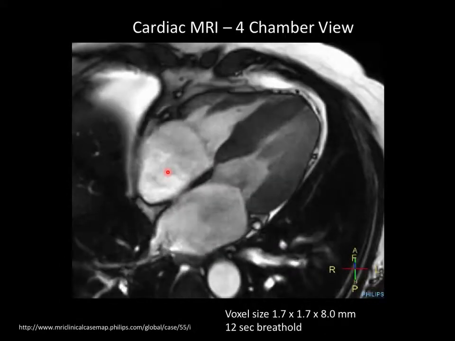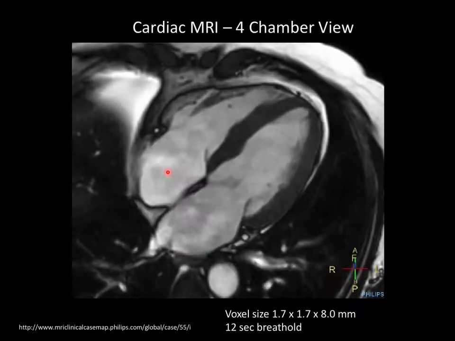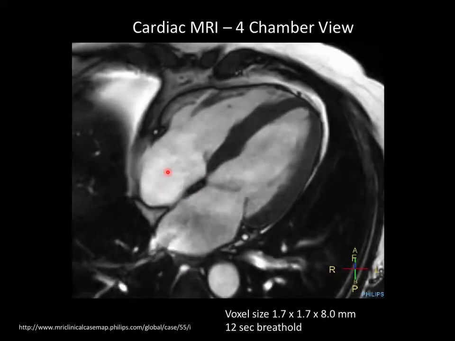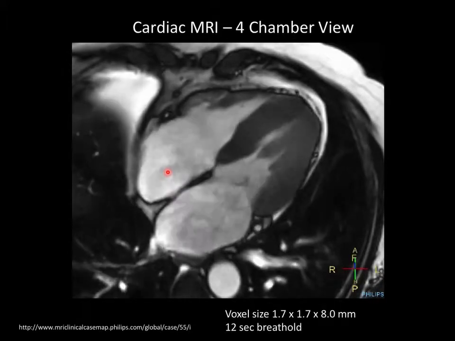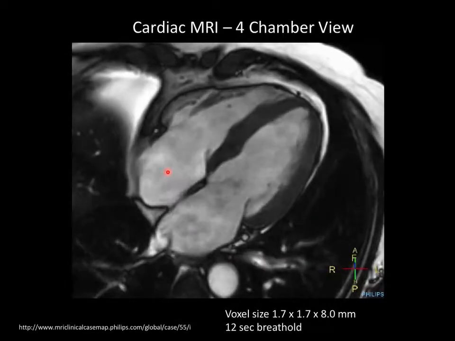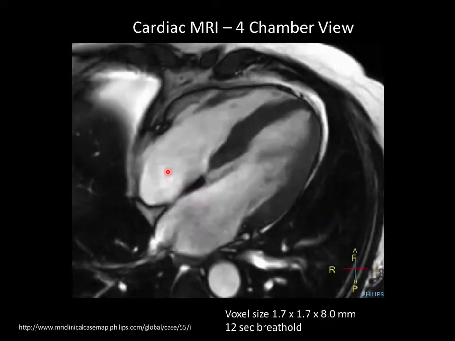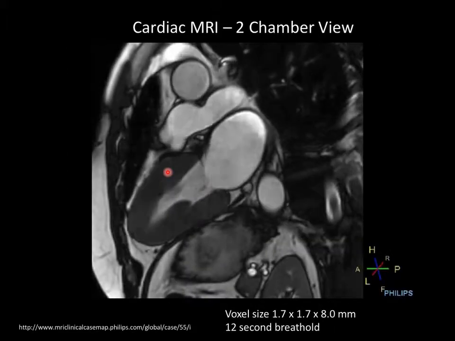The problem is the slice thickness in this image is probably about 7 millimeters. And so when you go down to the vessel and look at it in detail, it's really hard to detect small features that you need to identify a stenosis. Major stenosis, you should probably be able to detect it.